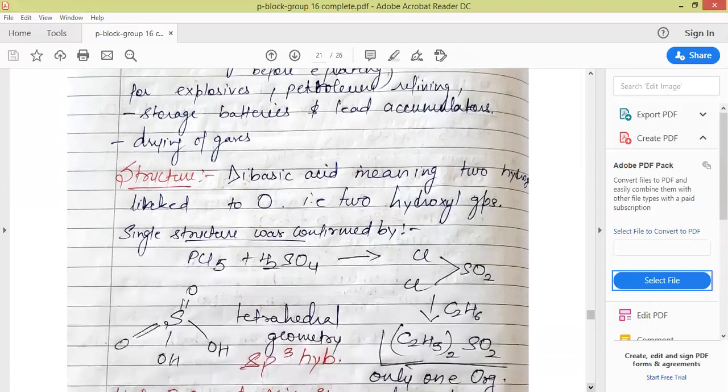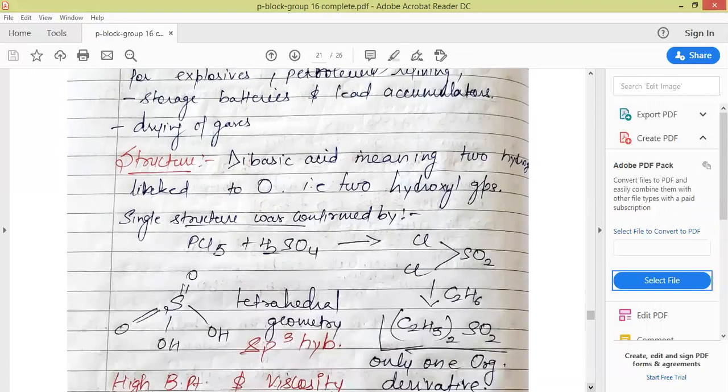Now coming to the structure. As sulfurous acid exists in two isomeric forms, it was also tested for sulfuric acid whether it exists in two or more isomeric forms or not. Does any isomeric form for sulfuric acid exist or not?